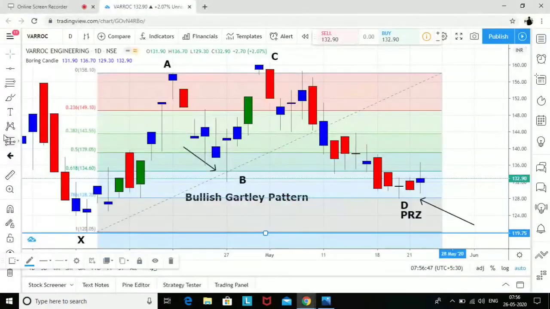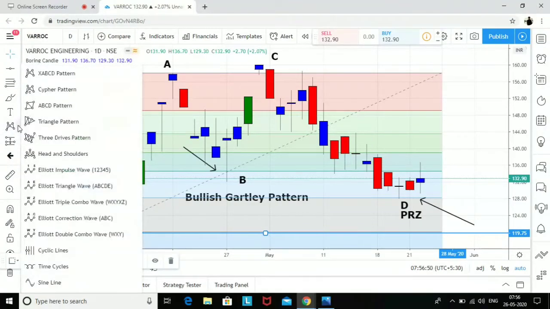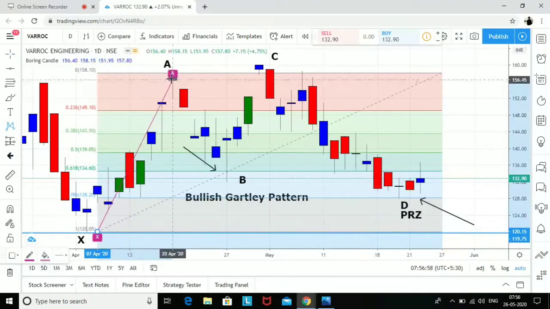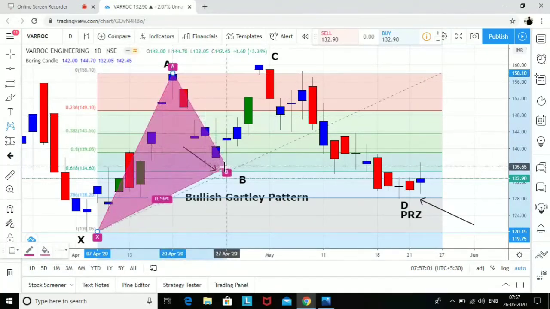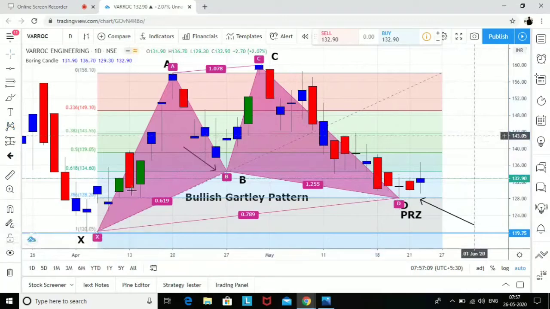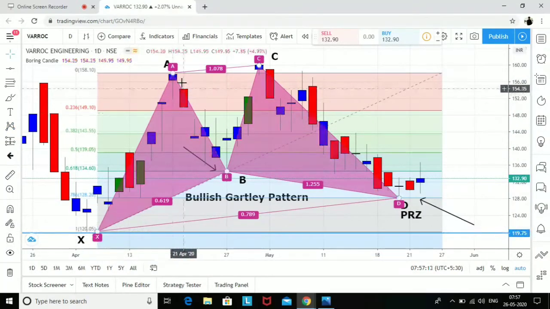Okay. Now let me draw. If you go here on the left hand side, we have this pattern which is X, A, B, C, D. So now I'll start from here. X, we need to draw it like this. A, B, C, and D. So I need to draw it right from X. I need to take it to A and then B and then C and then D. So if you see, for me it is a kind of M, right? Like this. And this is a perfect bullish Gartley pattern on Varrock Engineering.